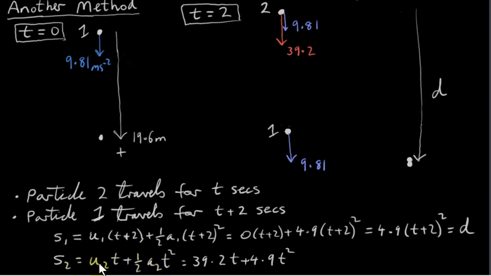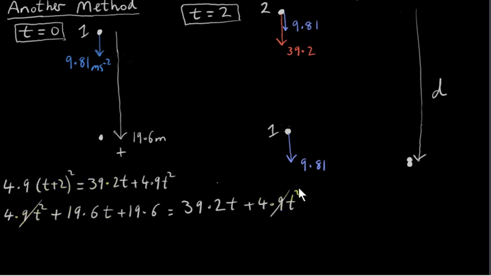Here's the formula for the distance travelled by particle 2. The initial speed or velocity is 39.2. t seconds elapse until it collides with particle 1. So we just have t here. The acceleration is 9.81 in the downwards positive direction, so half of that is 4.9. So this is also equal to d. So we just equate these two expressions and solve for the time.